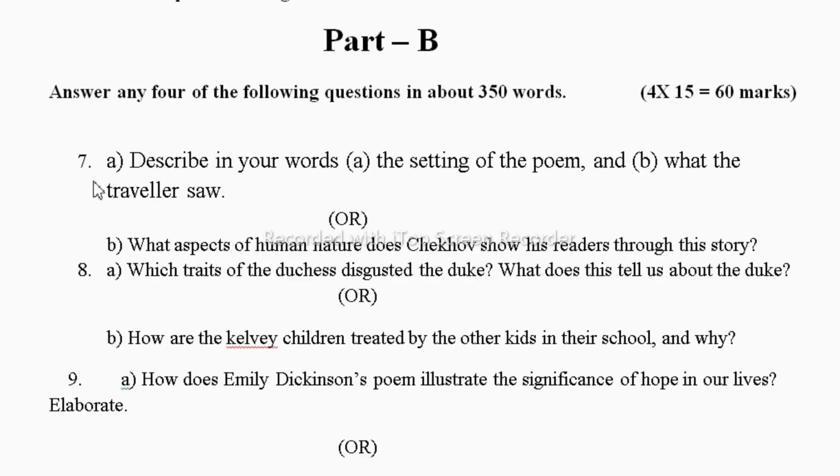Here, under the 7th question, you would get 2 questions, A or B. Either you can write poem or prose. As you can see here: describe in your own words the setting of the poem and what the travelers saw. That means this question is from Ozymandias.